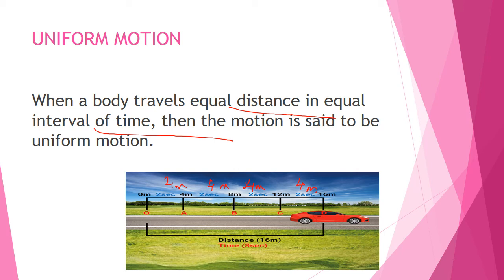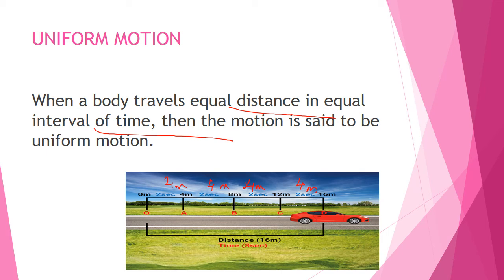Okay, we learned so many types of motions in the previous classes, like circular and all. Here in this chapter, we are going to discuss mainly about uniform motion and non-uniform motion. What is uniform motion? You can see one picture here. After 2 seconds, the body has traveled 4 meters. Then after another 2 seconds, 4 plus 4, 8. Here 4, here 4, here also the difference is 4. So each 2 seconds, this body is traveling 4 meters.